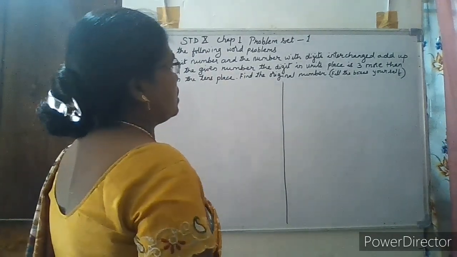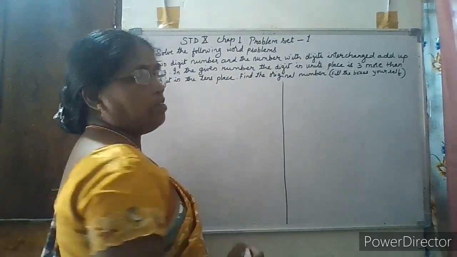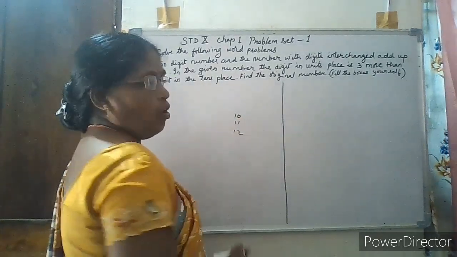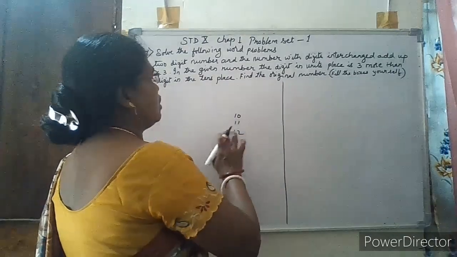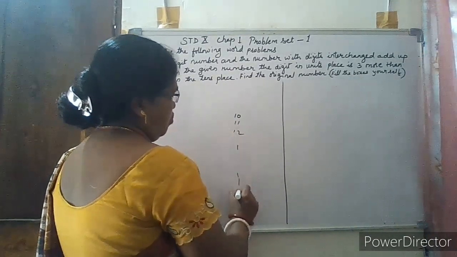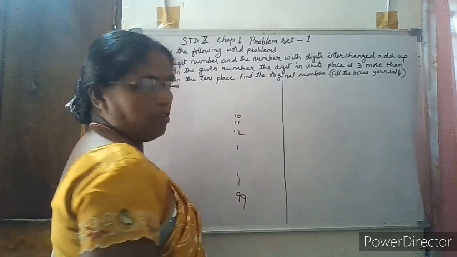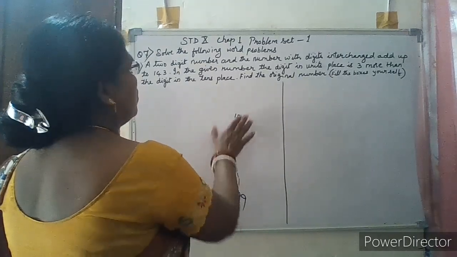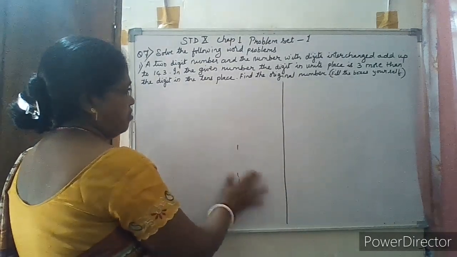What is called a two-digit number? Suppose a two-digit number starts from 10, 11, 12. You know all this. So these are called two-digit numbers. The smallest two-digit number is 10, and the greatest one is 99. So these are two-digit numbers.